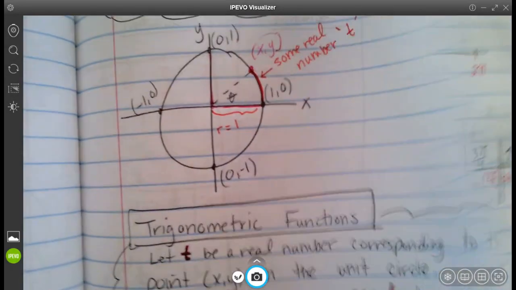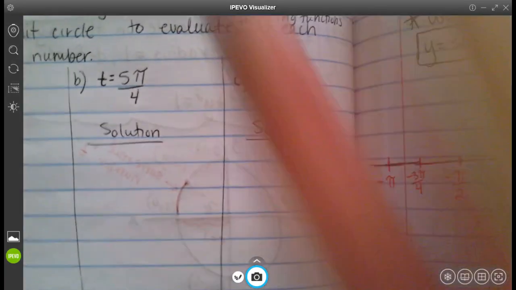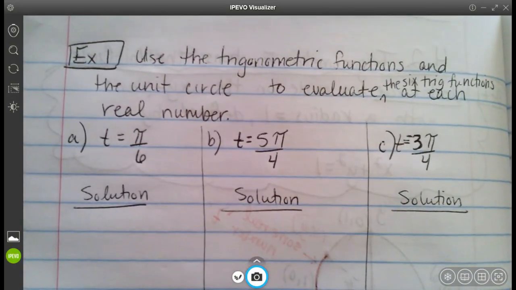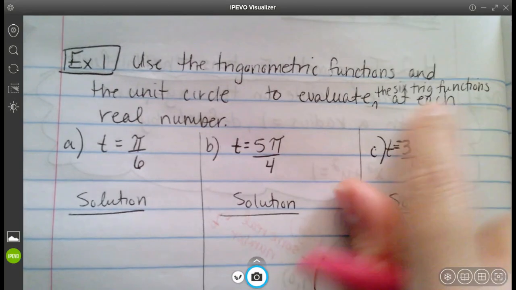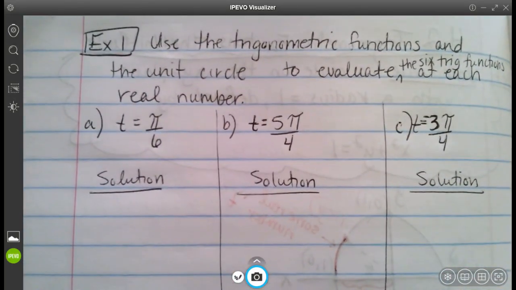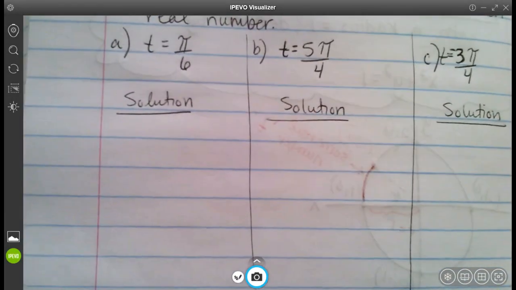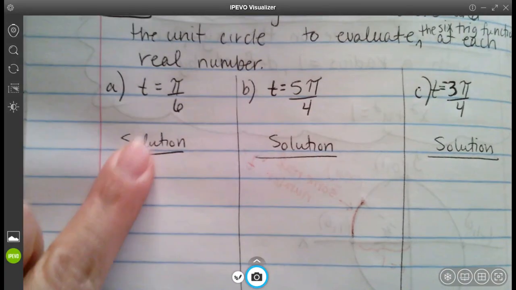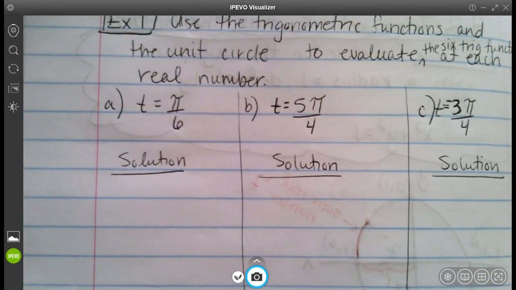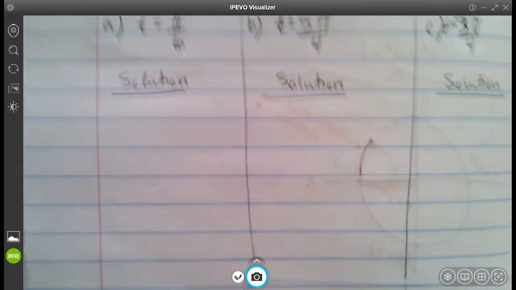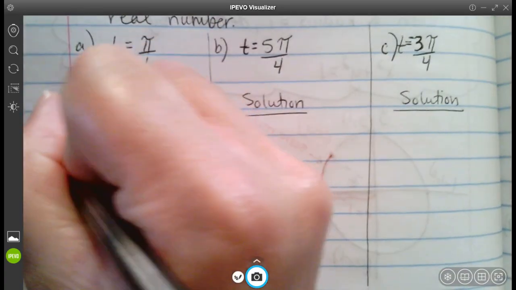Let's do some examples right off the bat. Example number 1 has a whole bunch of parts to it. It says use the trigonometric functions and the unit circle to evaluate the 6 trig functions at each real number. We're going to be using our handy dandy foldable, the second one that I did here, to evaluate some of these. It says when t is equal to pi over 6. What we're looking for are the 6 trig functions, the ones that you wrote on this page. We're going to start with sine.